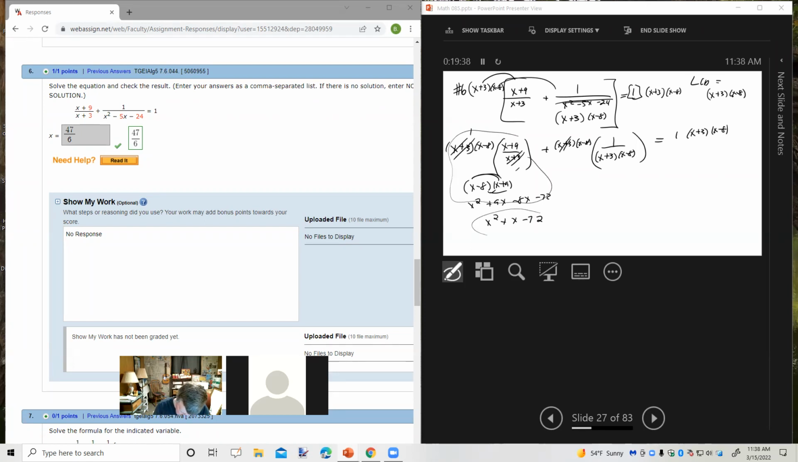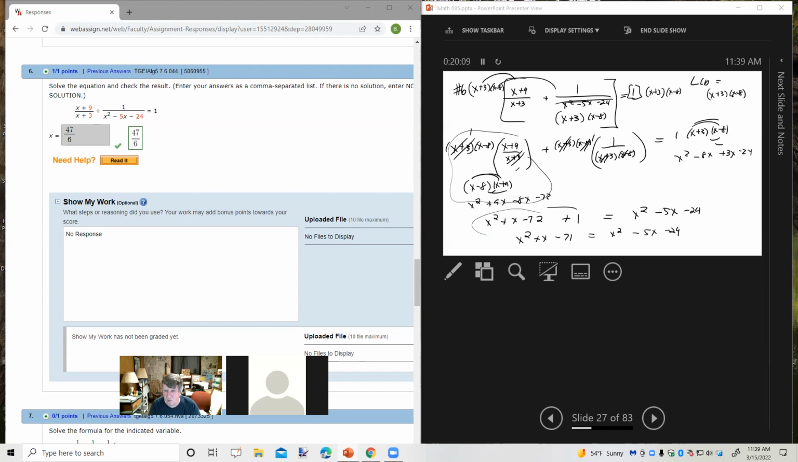Next, this and this and this and this all reduce out, and we just get plus 1 equals, and over on the other side, we've got what? x squared minus 8x plus 3x minus 24, which is x squared minus 5x minus 24. Okay. On the left side, I can combine those two like terms. x squared plus x minus 71 equals x squared minus 5x minus 24.